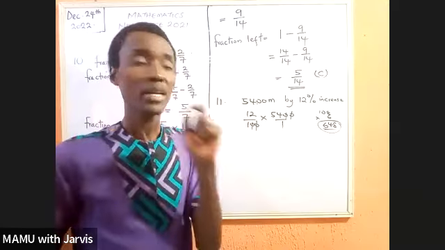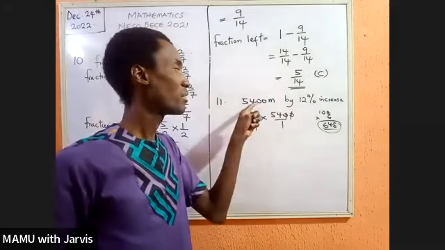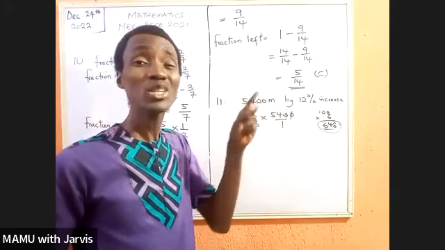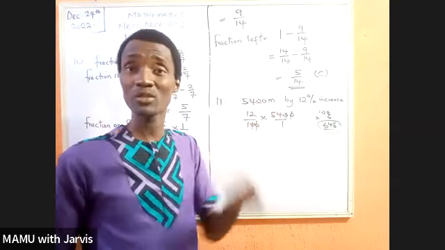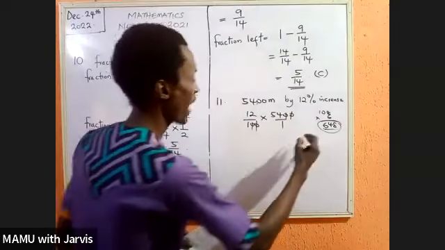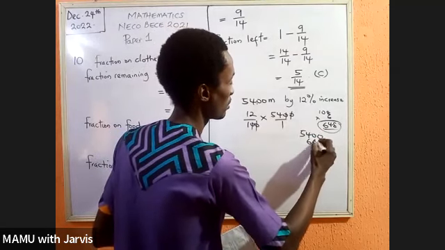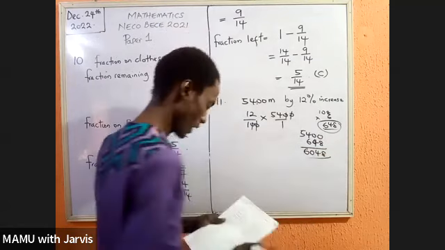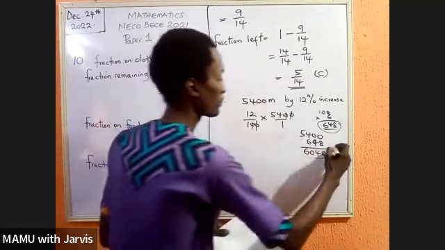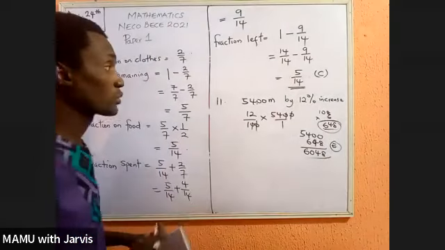Now that's where a lot of students may miss it out. Increase is to make this bigger, so the answer you must get must be higher than this. If you get an answer less than this, something is wrong. So if I add that, that will give me 6,048. So that answer becomes E.